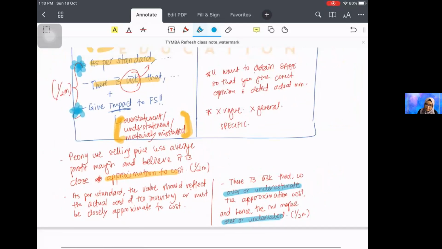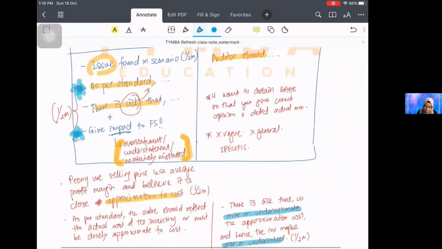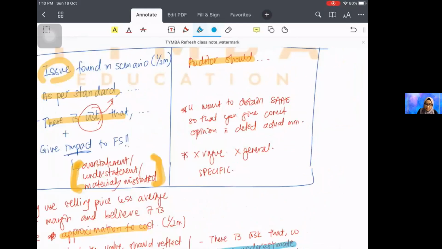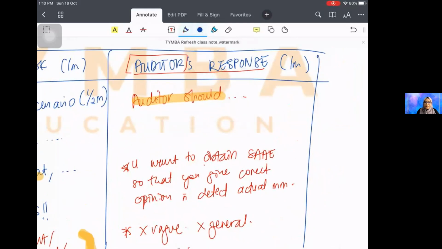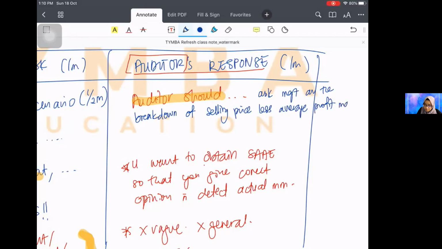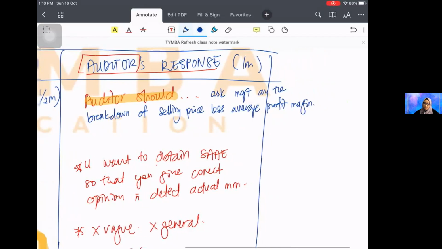Okay, so let's move to the auditor's response. Very simple one. When we talk about approximation to cost, you are talking about an estimation account. So first, what can the auditor do? The auditor should first ask management on the breakdown of selling price less average profit margin.